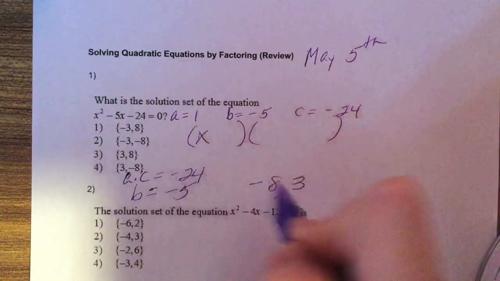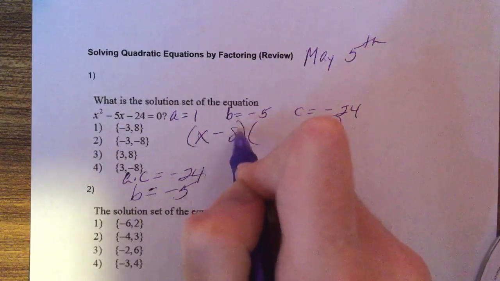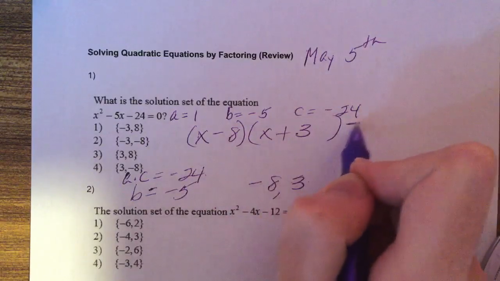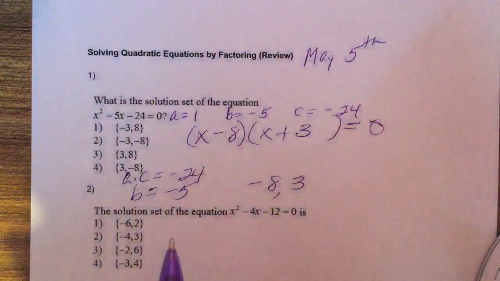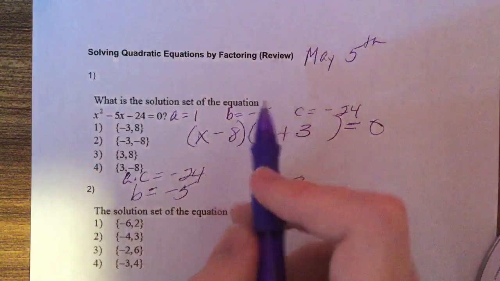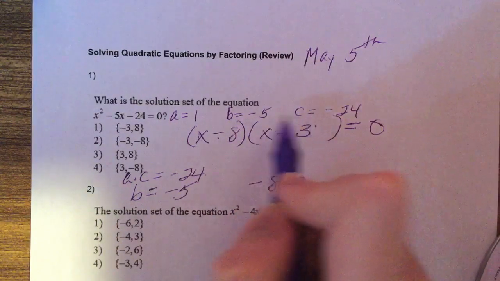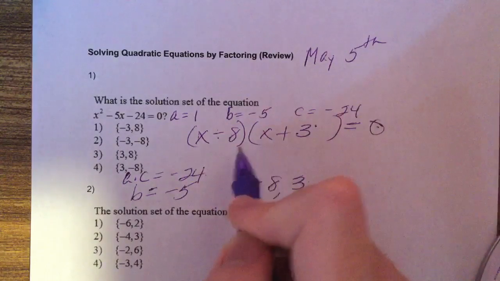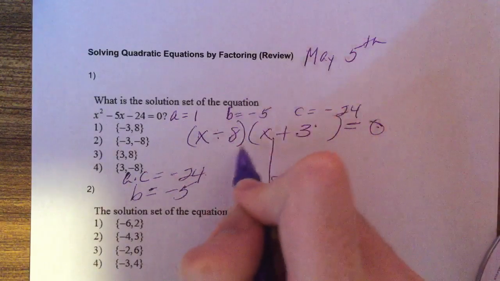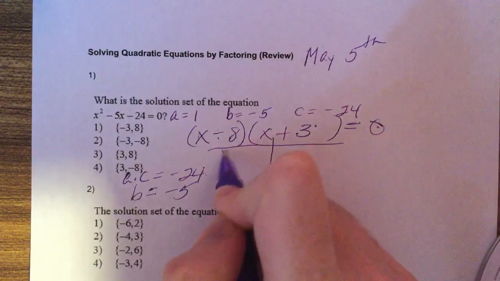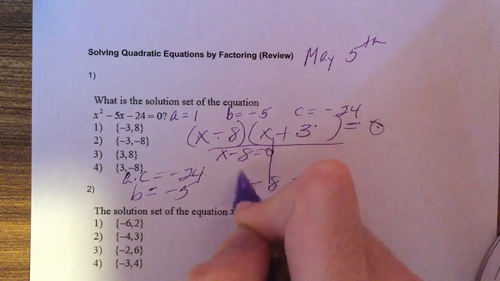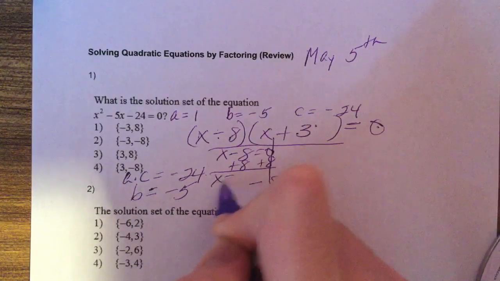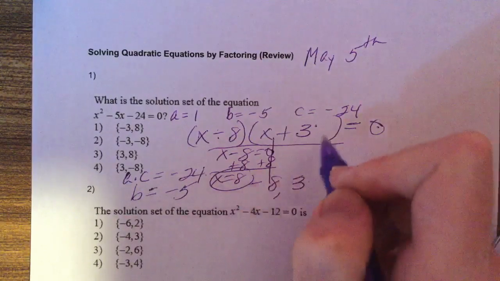Therefore, I'm going to use my factors as x minus 8 and x plus 3. I have now factored the left side of the equal sign, and there's a 0 on the right side of the equal sign. These are your factors. In order to find the roots or the solutions, you have to set each of those factors equal to 0. So I'm going to create a chart here. I'm going to set x minus 8 equal to 0. In order to get x alone, I'm going to add 8 to both sides. So x equals 8 is one of our solutions or roots.